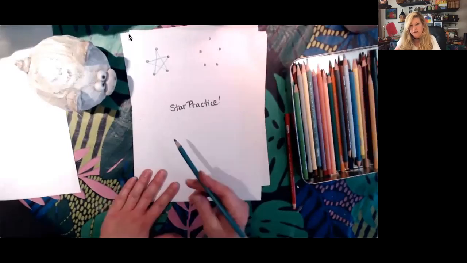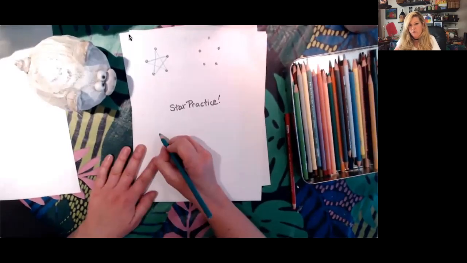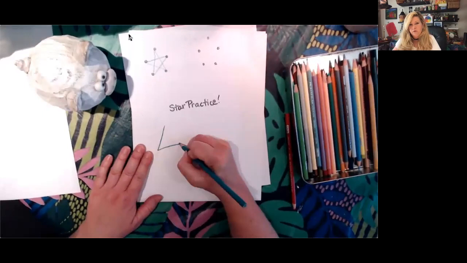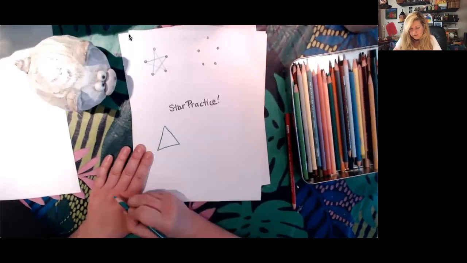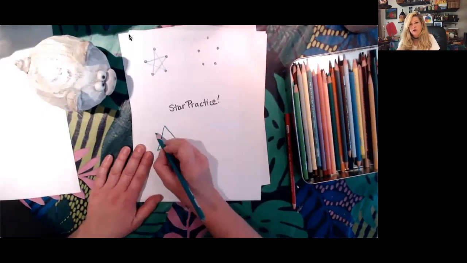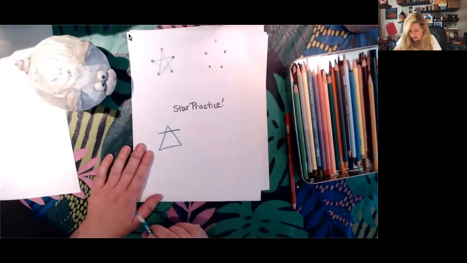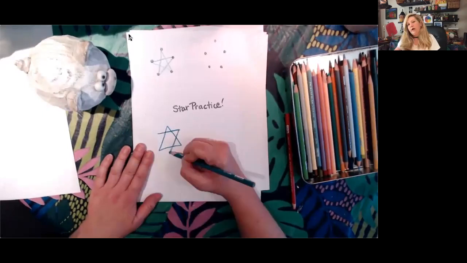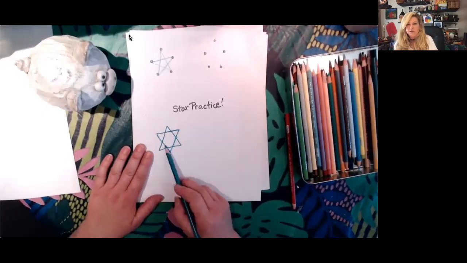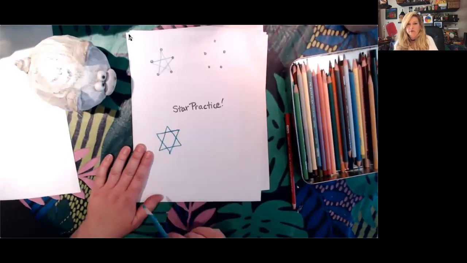I also like to show a 6-pointed star. That is a triangle. And then inside of that triangle, you just cut off that top line and then bring it like that. That's often called the Star of David or a 6-pointed star. Okay. Moving on.